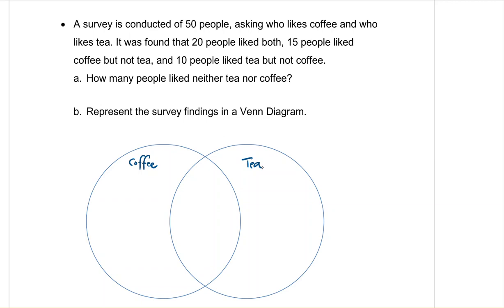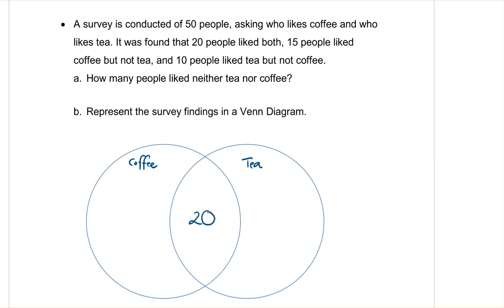In the question, always keep a lookout. The most valuable piece of information to start with is if you can find that overlapping number, because it helps you work everything else out. So you always want to find the both. So let's read through it again. Of the 50 people, it was found that 20 liked both. It told me that straight away. Okay, so that's the starting number in here.